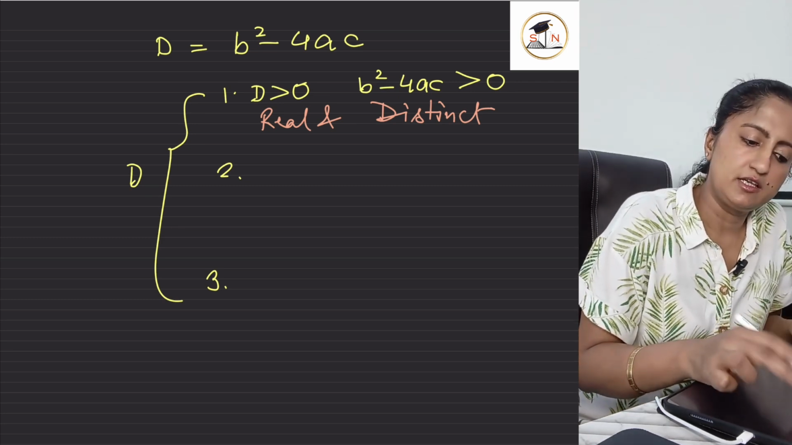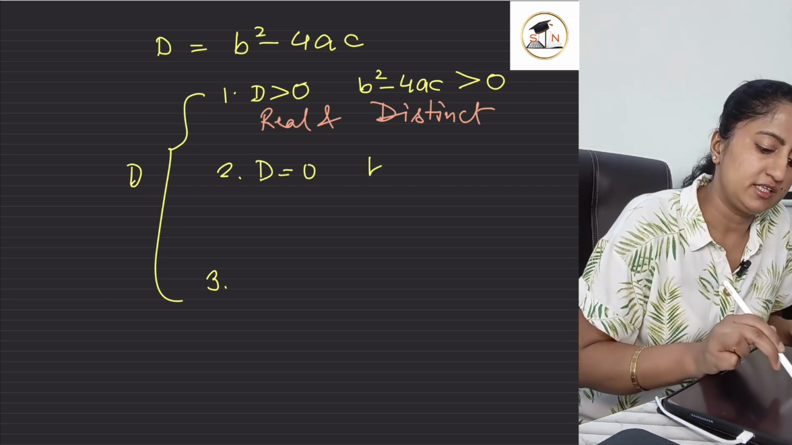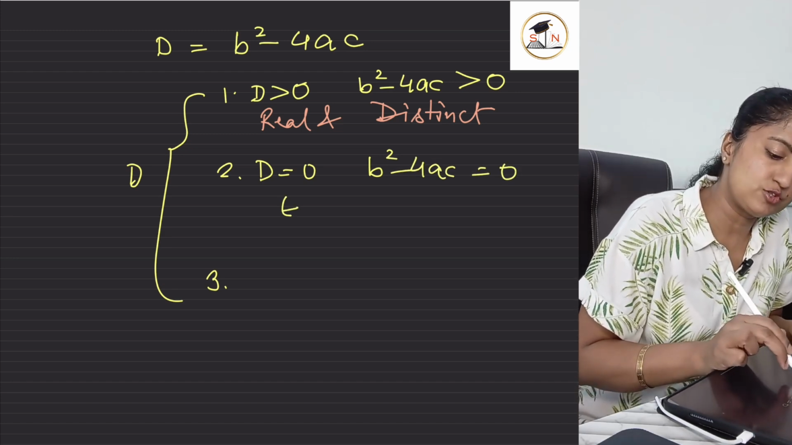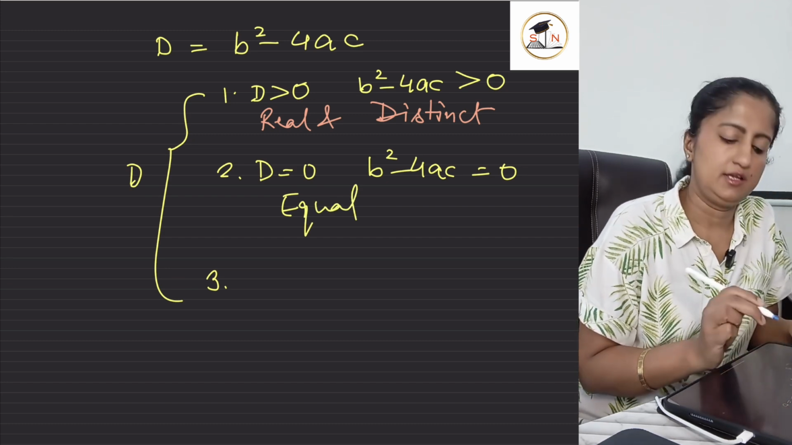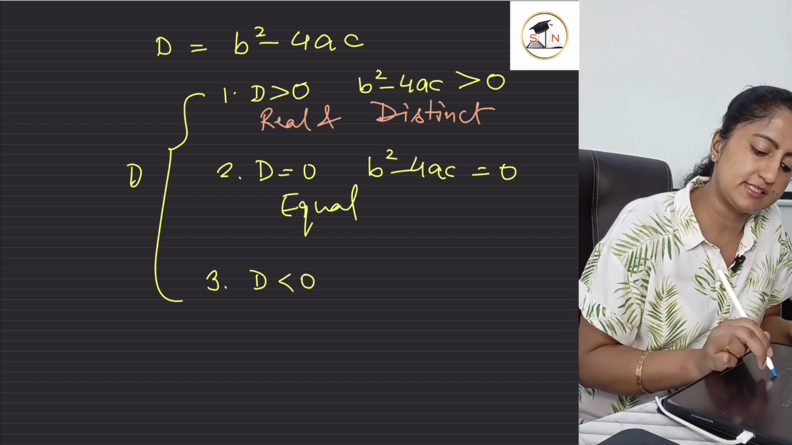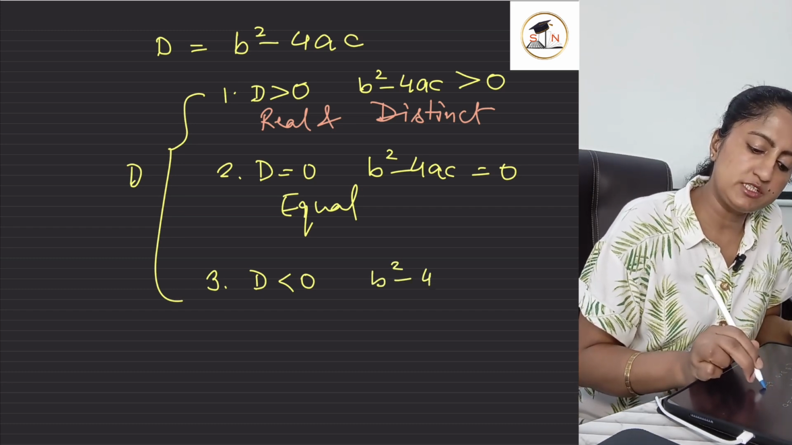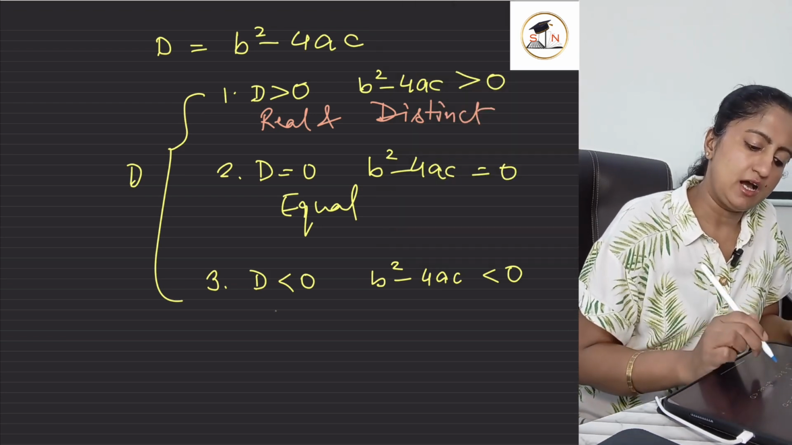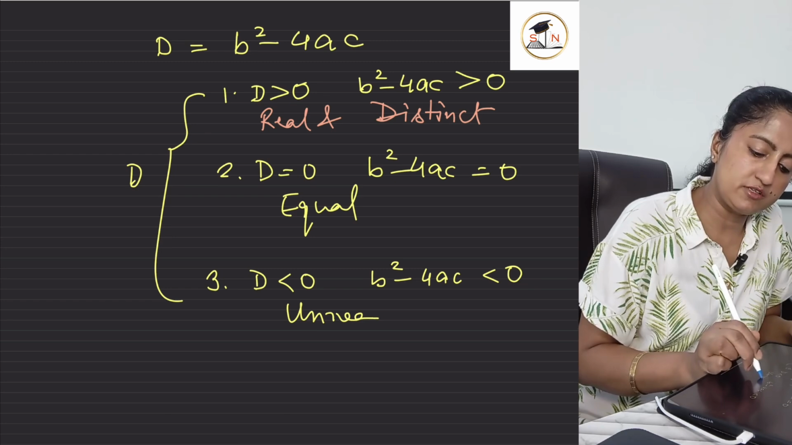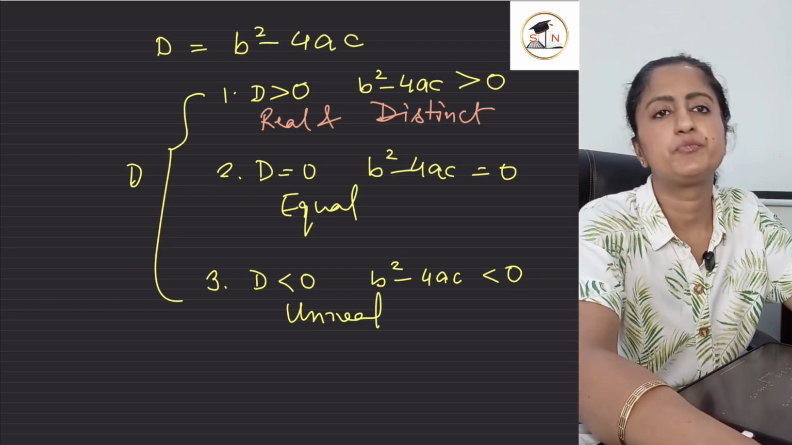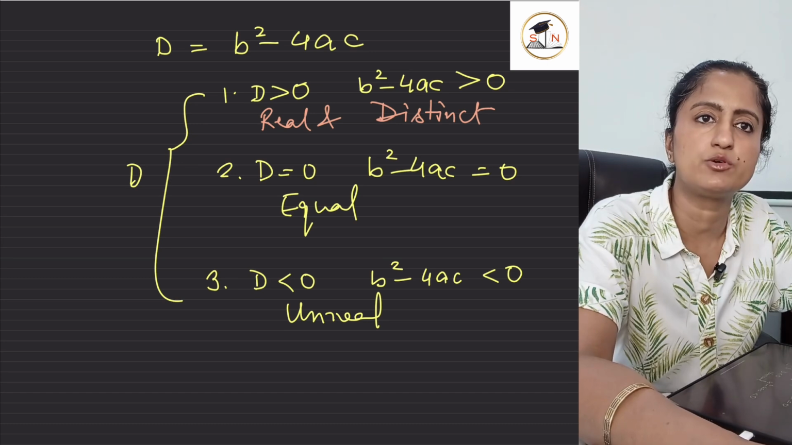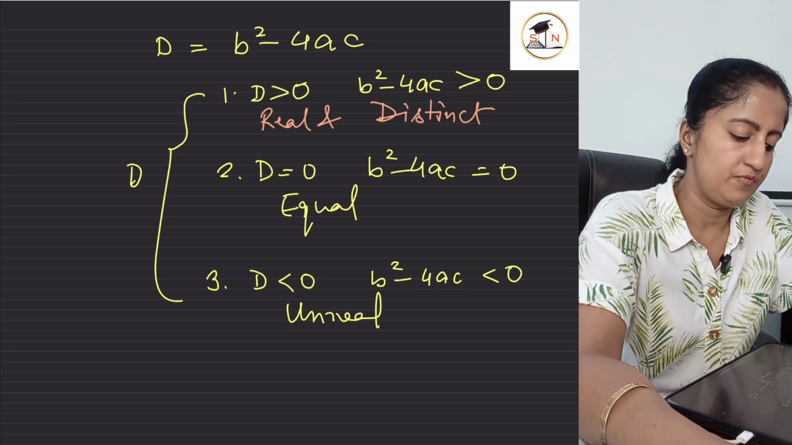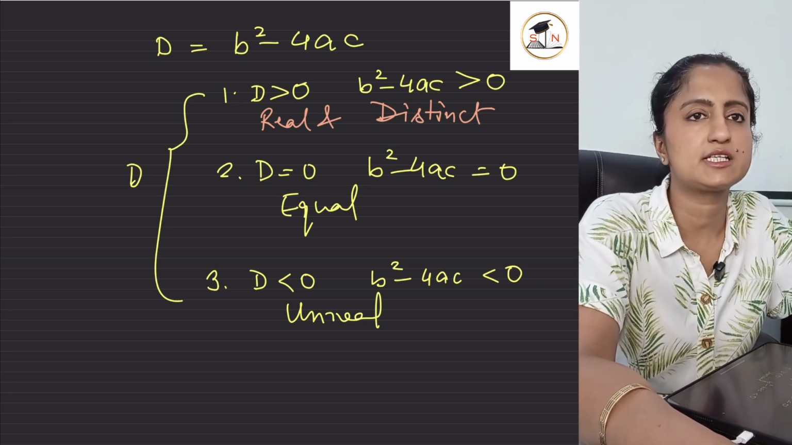Okay. Second case. Now, D equals 0. That means B square minus 4AC was equal to 0. In that case, the roots were equal. And the third, D is less than 0. That means B square minus 4AC is less than 0, right? So now that says our roots were unreal because according to the quadratic formula, the value of D is supposed to be substituted in the root and we cannot substitute a value which is less than 0, right? Now, based on this information, we are going to do the next 8 questions.